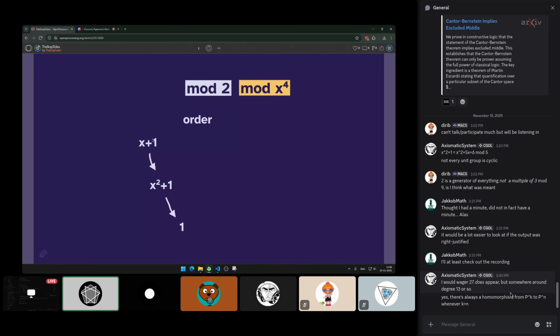So what is the order of x plus 1? 4. Yes. And then this has order 2. Now let's maybe consider something else, x squared plus x plus 1. What does this square to?